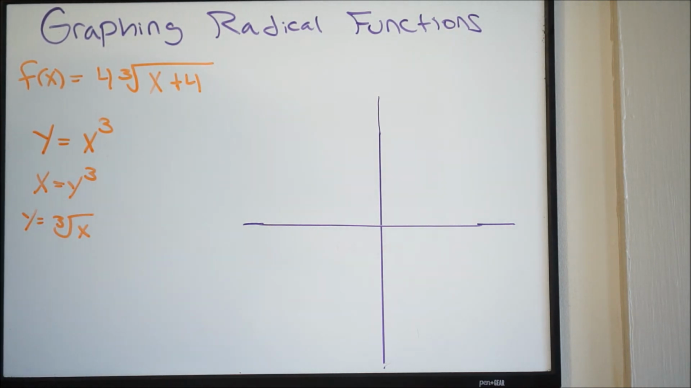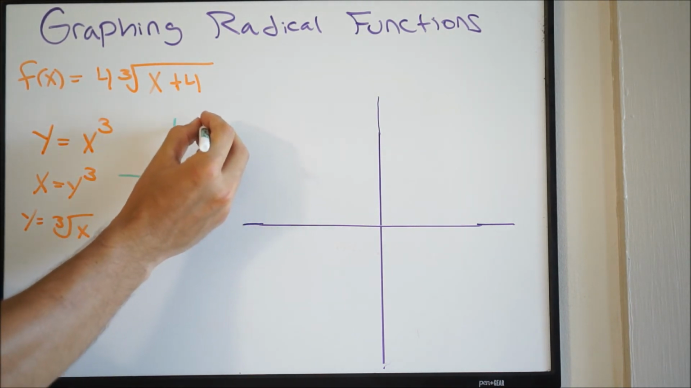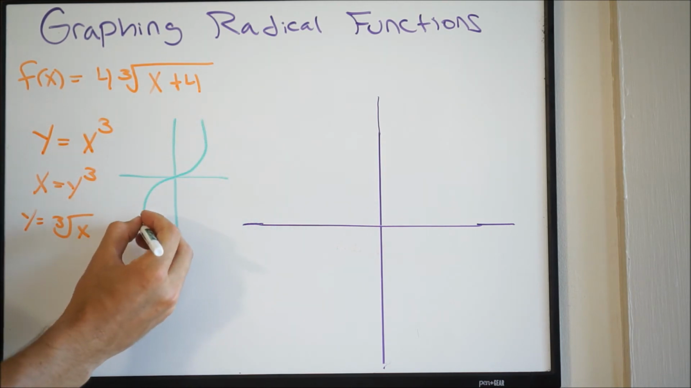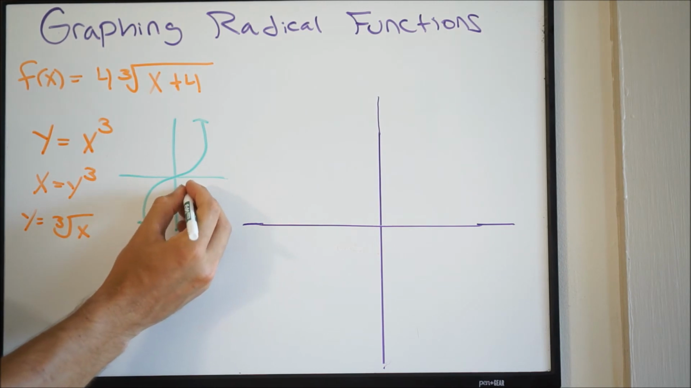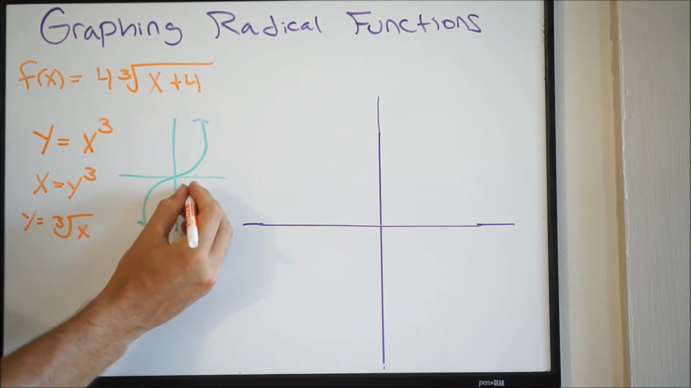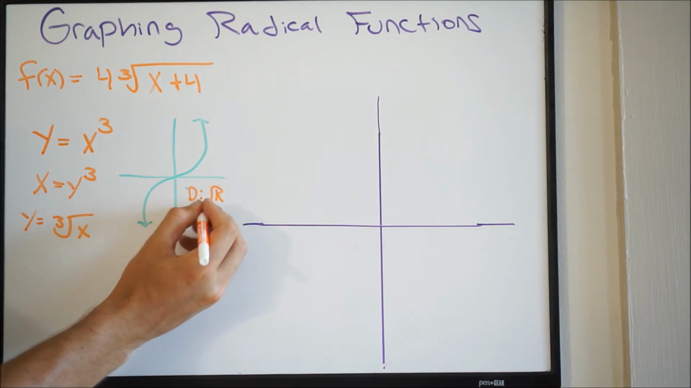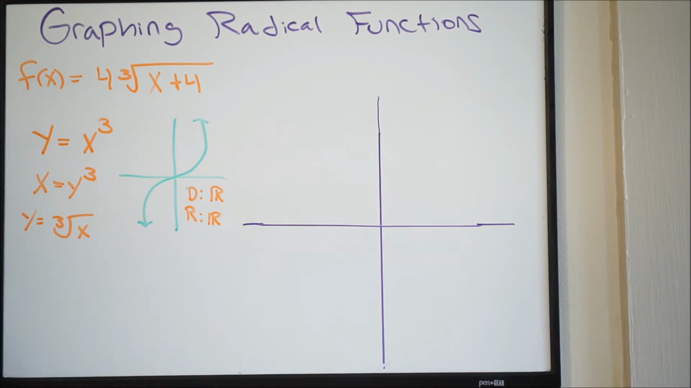So what I want to know is, what is going to be the domain and range for a cube root? Well, again, looking back at what we had here, x cubed, what does that graph look like? Well, it looks something like this. And from this graph, we're able to determine the domain and range. So it's a little bit different than x squared because the domain here is going to be all real numbers, and the range is also going to be all real numbers.